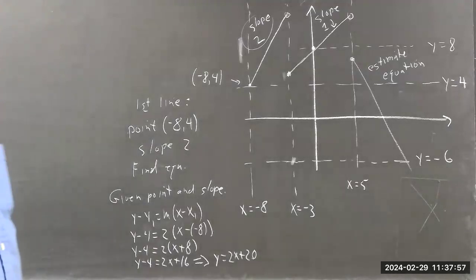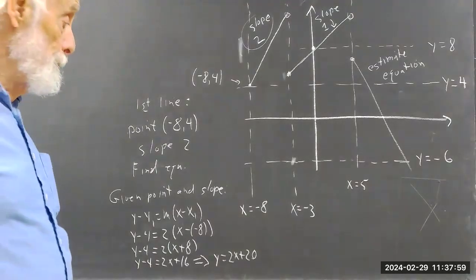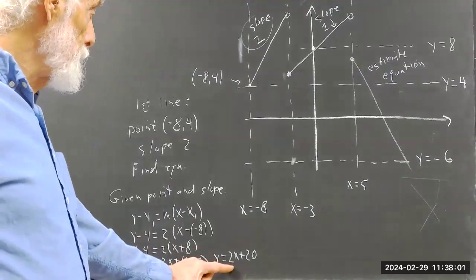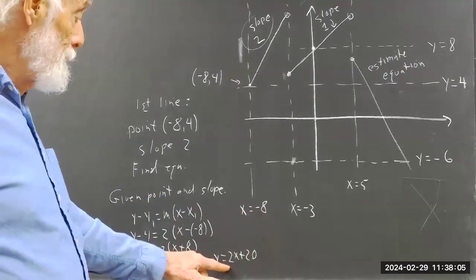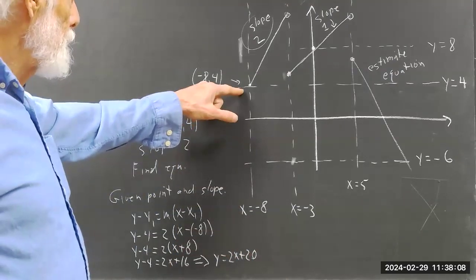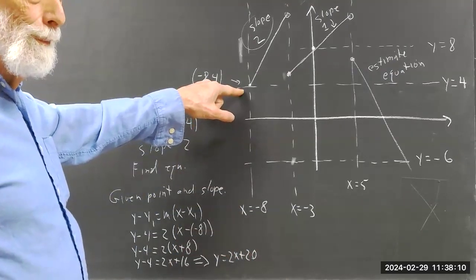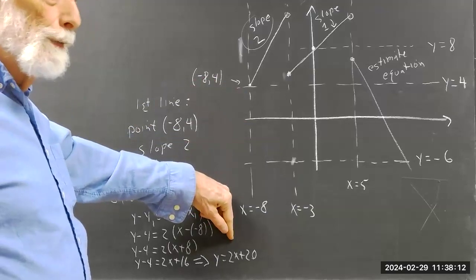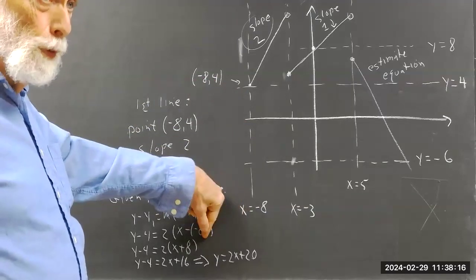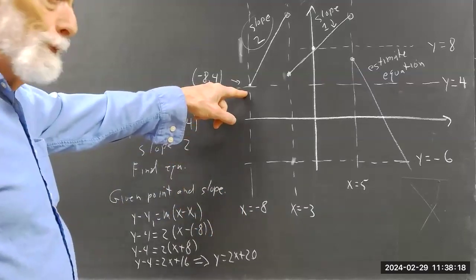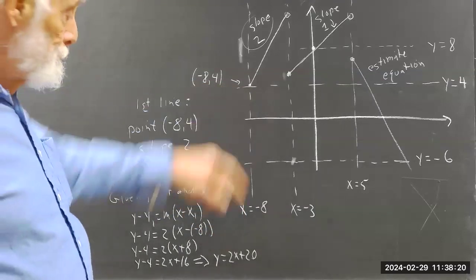Then you test it. You plug in -8 for x and see if you don't get y equals 4. Well, 2 times negative 8 is negative 16. 20 and negative 16 is 4. So it confirms this point.